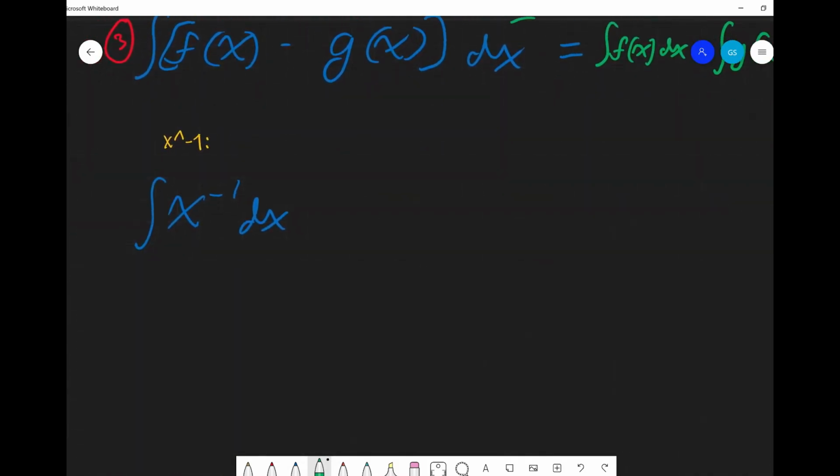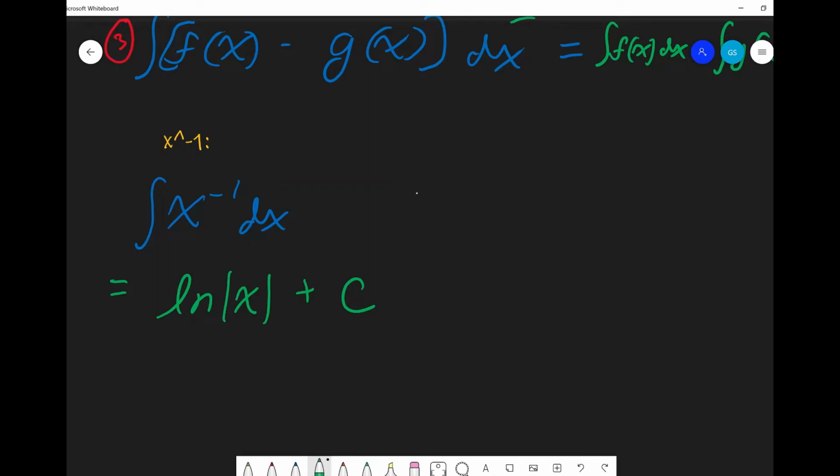So moving on to what would be the integral of x to the negative 1. So I think I can just show this to you straight. The integral of x to the negative 1 is actually just the natural log of the absolute value of x plus c. And you may be wondering, okay, how does that make sense? But let's think about it.